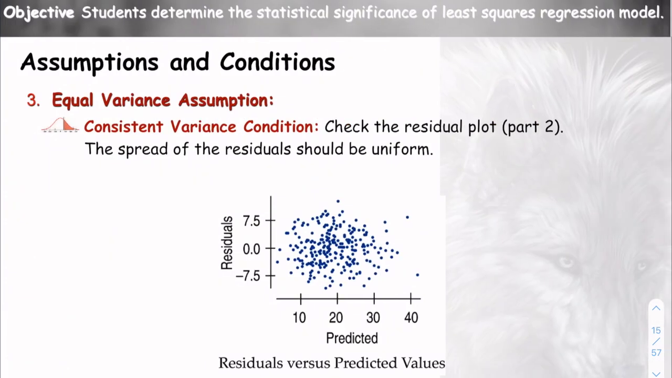Next, we check our equal variance assumption, and we want to see consistent uniform spread, again, in the residuals. So check the residual plot. The spread of the residuals should be uniform. If you see some pattern emerging, either at the beginning or at the end, that is, again, something from chapter 9, a word of caution for us. So I think the book calls this, does the plot thicken?